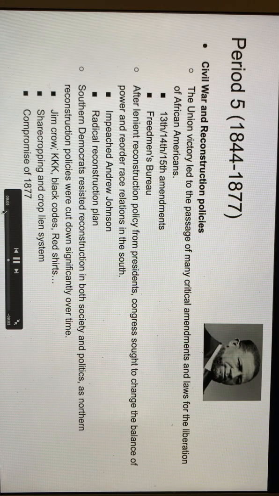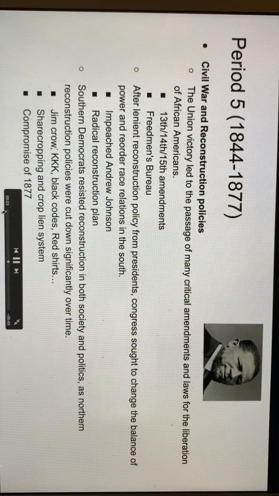After the Civil War was fought, which also happened during this time period, the Union victory led to the passage of many critical amendments and laws for the liberation of African Americans. This includes the 13th, 14th, and 15th Amendments, and the Freedmen's Bureau, which helped African Americans who had nothing start their new lives.